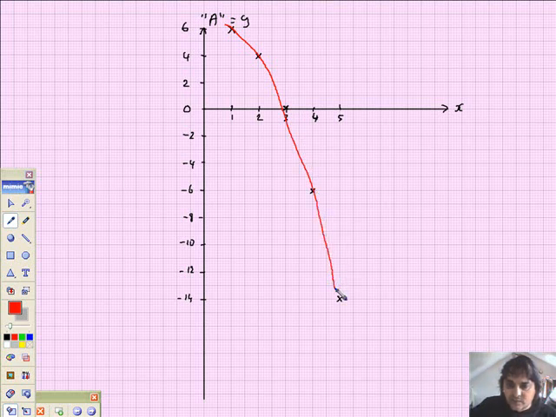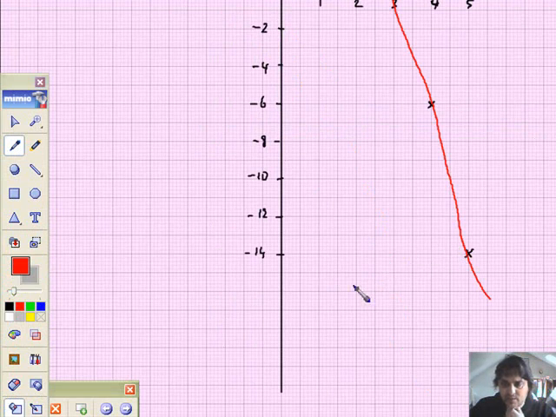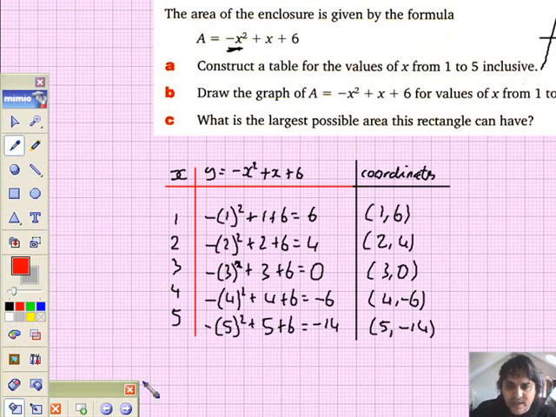Oh, this is difficult. It's very difficult for me. Right, now let's have a look. Okay, let's try and answer some questions. It says, construct the table. I've done that. Draw the graph. I've done that. What is the largest possible area this graph can have?